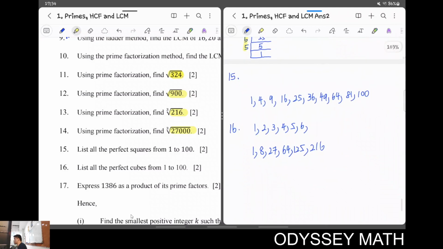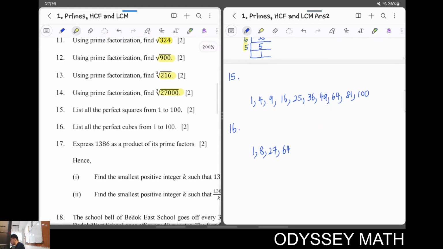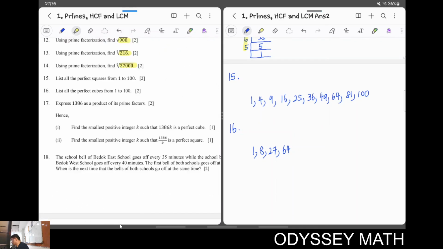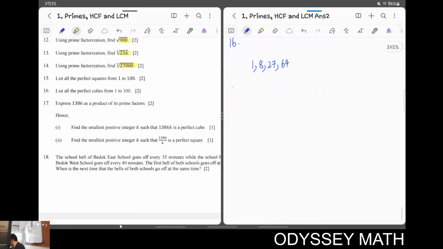So if you think about it, these numbers here are all the perfect cubes. So from 1 to 100, all the perfect cubes, you will just take away the 125 and 216. So that will be my answer for question 16. From 1 to 100, the perfect cubes will be 1, 8, 27, and 64. Okay? And we are done with question number 16 over here. Okay? Right, moving on to question number 17.